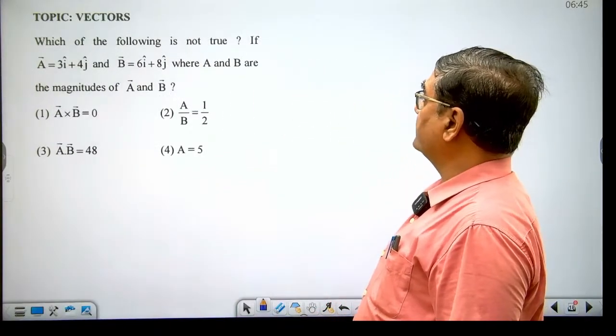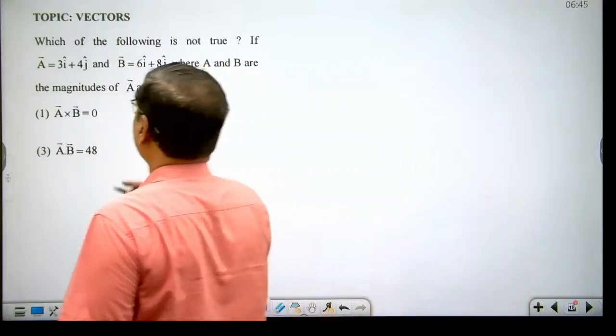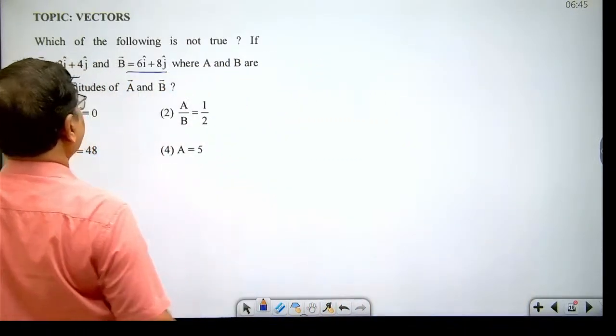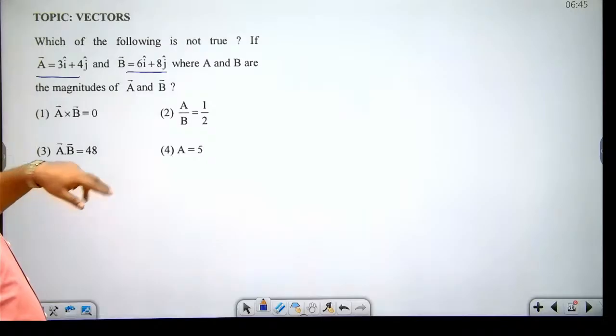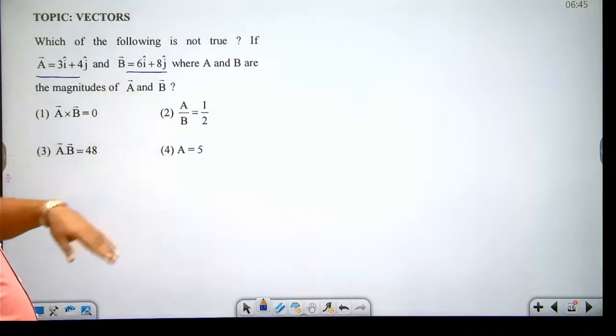Which of the following is not true? If A vector equals 3i cap plus 4j cap, and B vector equals 6i cap plus 8j cap, then directly B vector equals 2 times A vector, which means A and B are parallel, where A and B are the magnitudes of A and B. So definitely if two vectors are parallel, A cross B will be 0. A upon B, you can see 1 upon 2, this is also correct.